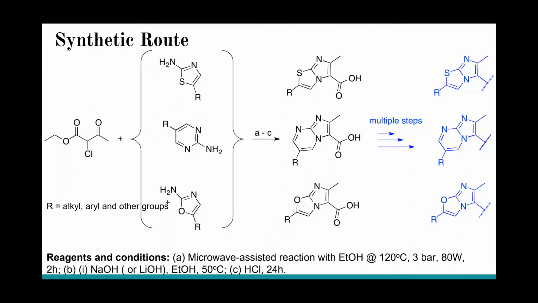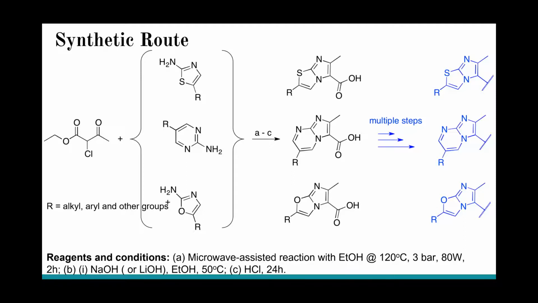So first you have to get the chloroacetoacetate, react with it, then you get your ester. Now the ester was synthesized through the microwave-assisted reaction, where the thiazole or the pyrimidine or the oxazole reacted with the chloroacetoacetate in ethanol, in which the microwave was set to 120 degrees Celsius at a pressure of 3 bar and a power of 80 watts for 2 hours.